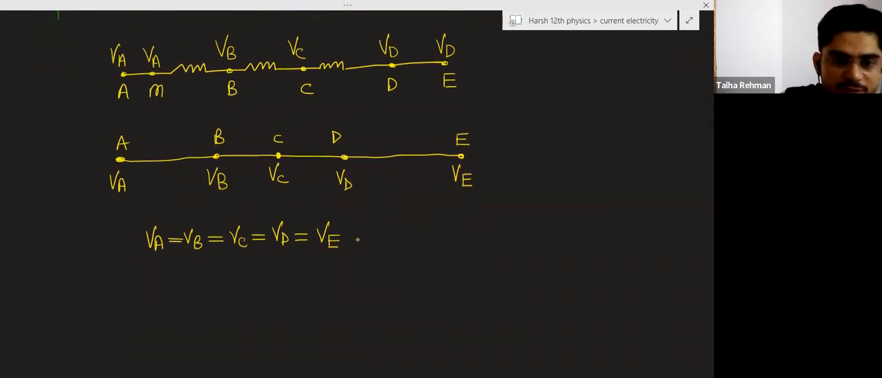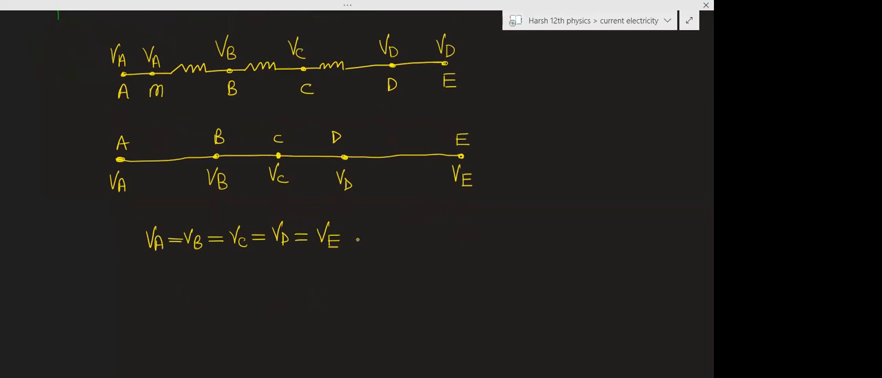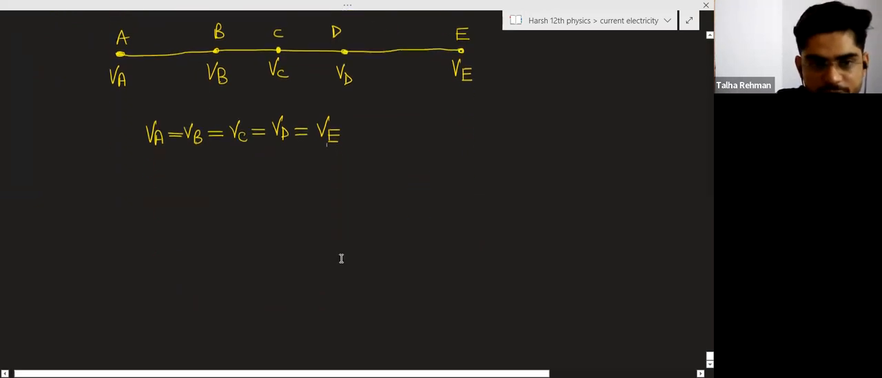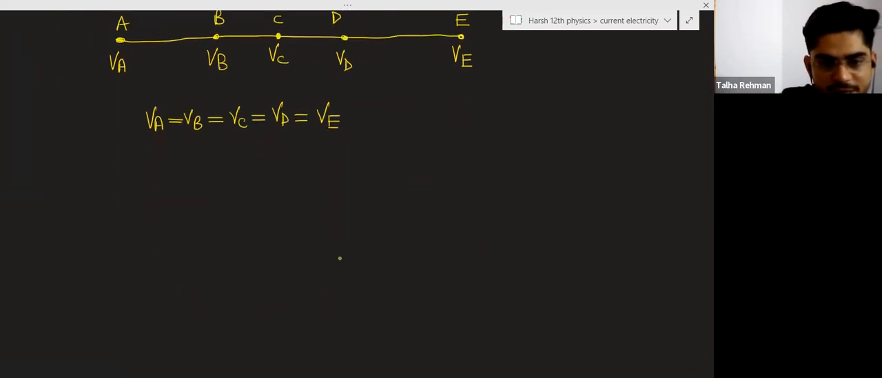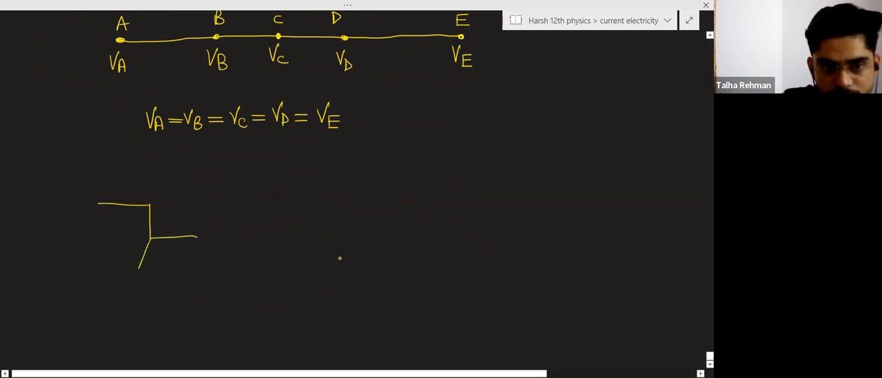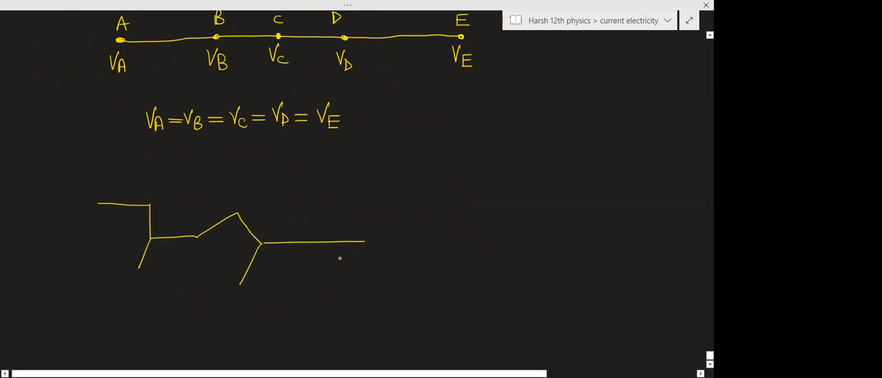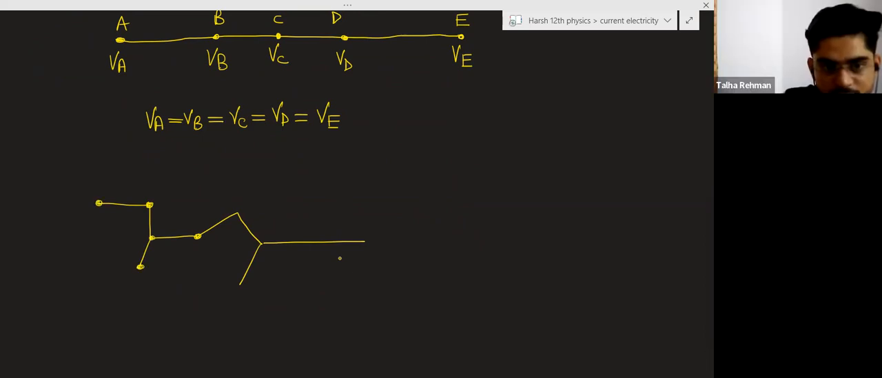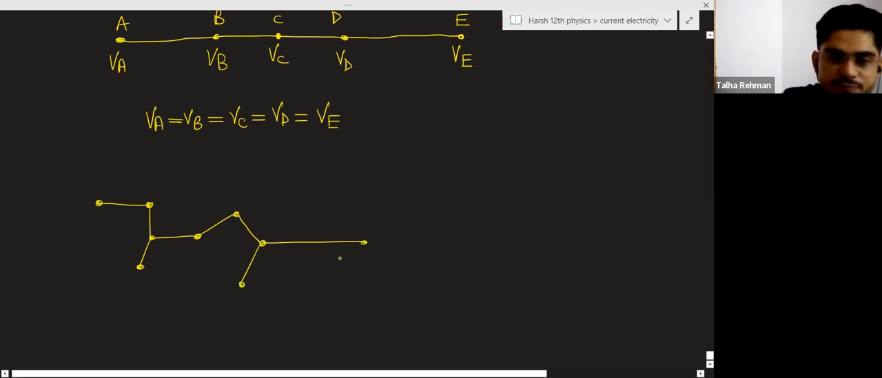So you can write one more thing here. Now, one thing more I want to write. If you have a wire like this, and there are branchings. This is the wire like this.